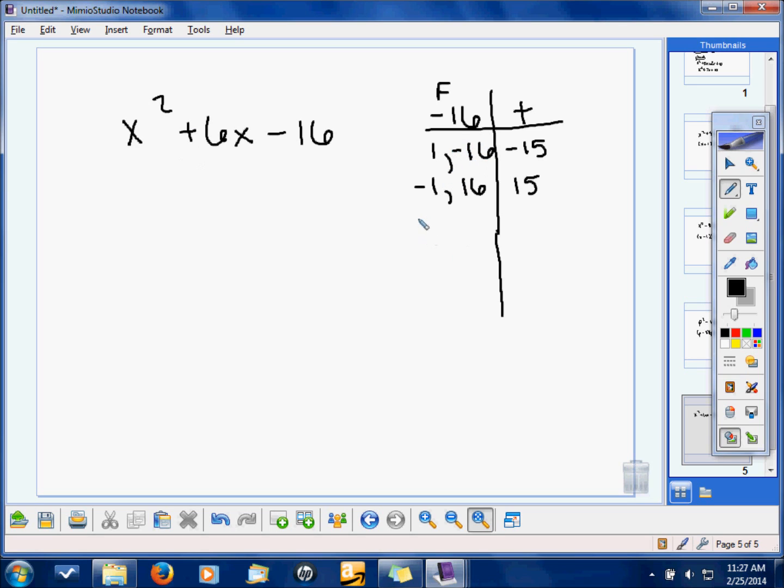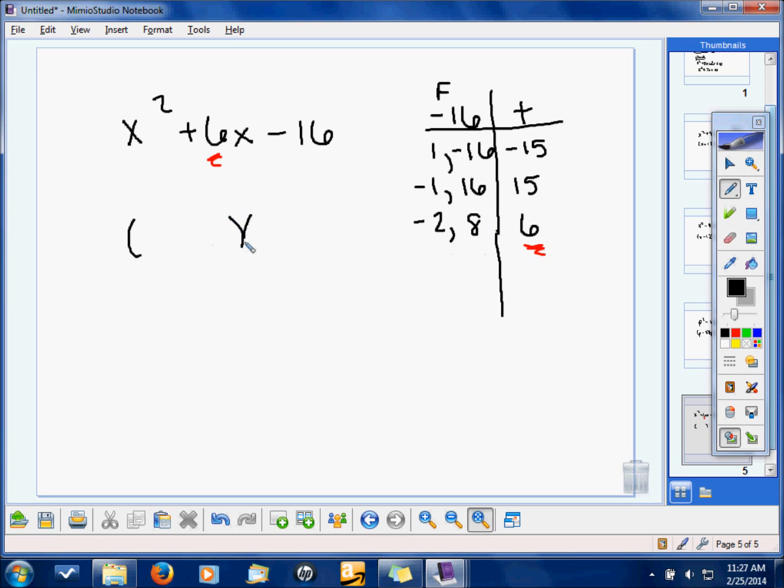So does negative 2 go into negative 16? Yeah. How many times? 8. That gives us 6. And there it is. That's the one we were looking for. Here's our winner. So that means that my two numbers that go in here are negative 2 and 8.